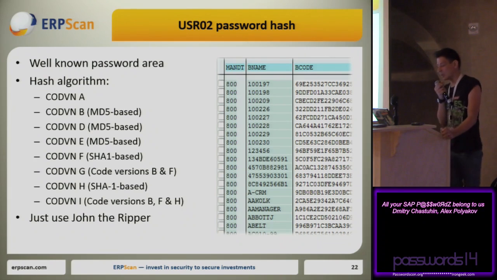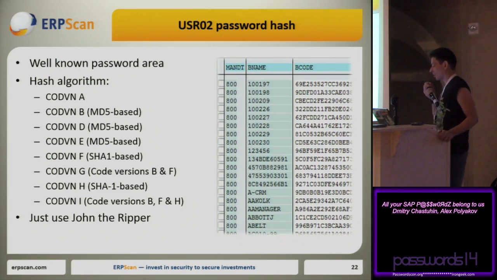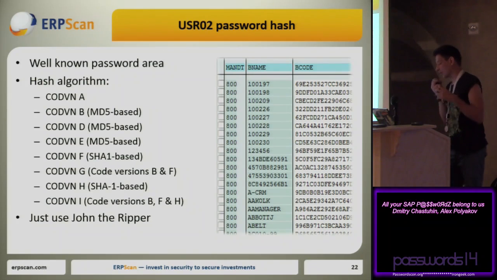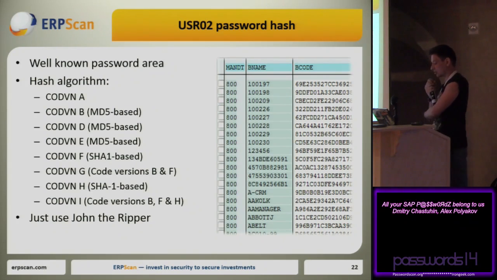For hashing, SAP uses a few algorithms, called A, B, D, E, F, G, H, I. The first five of these algorithms I do not recommend using. This hash uses only the first 8 characters of the password and does not distinguish case, which is why this hash is very easy to brute force. The others are based on the SHA-1 algorithm, but you can still use John the Ripper for brute forcing them.